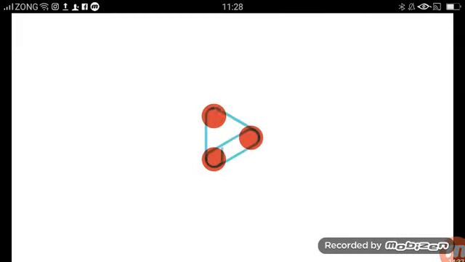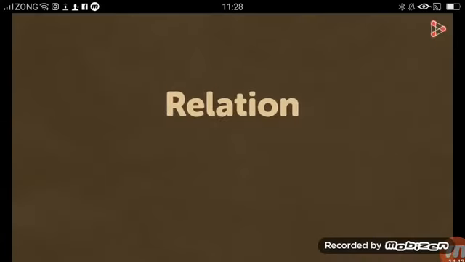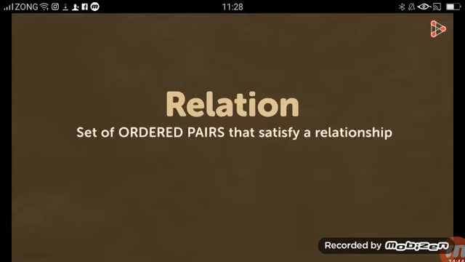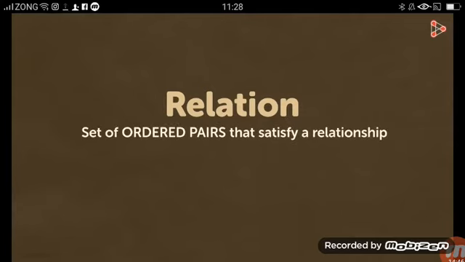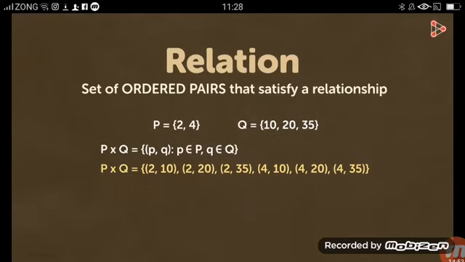Let's have further explanation of the topic here. We know that a relation is a set of ordered pairs that satisfy a relationship. This was the Cartesian product of sets P and Q we had seen previously. And this is set R dash.